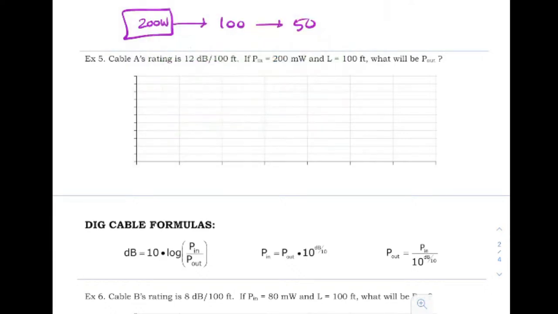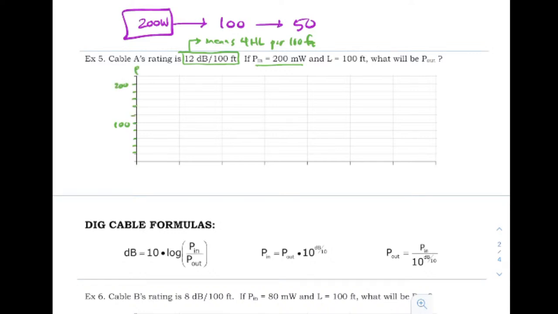So 12 decibels per 100 feet means how many half-lives in 100 feet? Remember that every 3 decibels is a half-life. So I got 3, 6, 9, 12. I got 4 half-lives per 100 feet. And all of a sudden, the homework problem looks the same as yesterday's. We've got 4 half-lives per 100 feet. So the input power is 200. Let's go 20, 40, 60, 80, call that 100. Okay, so that's our power.